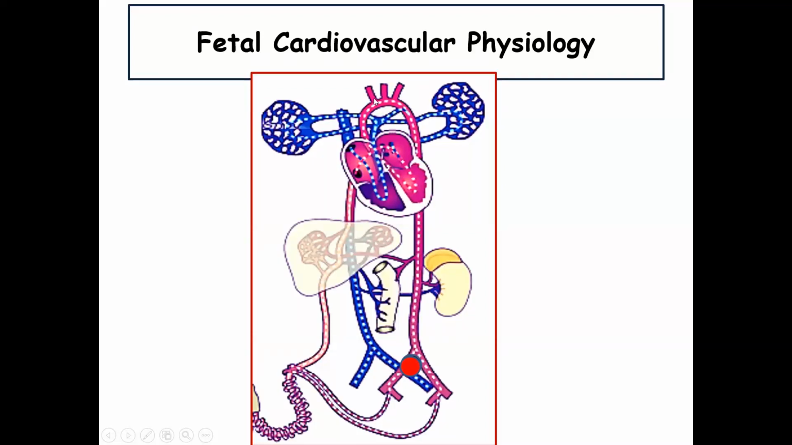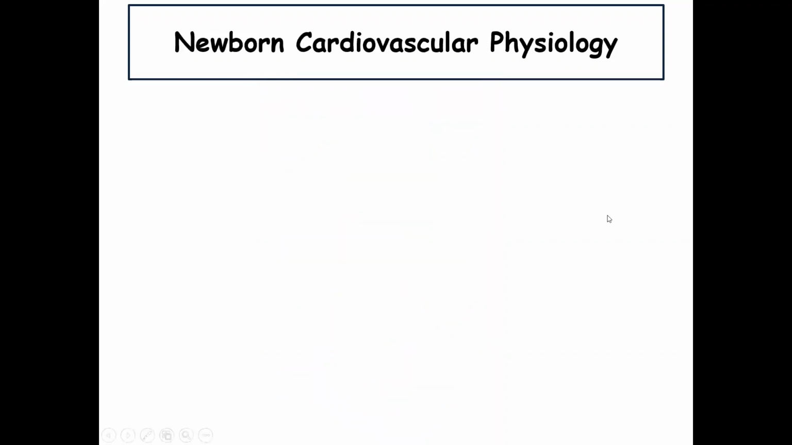So you can see how the upper half of the body receives relatively oxygenated blood from the arch of the aorta, which in turn is carried through these vessels, the brachiocephalic, internal carotid, and the subclavian vessels. And the lower half of the body receives mixed blood coming from both the left ventricle and the right ventricle as a result of the right to left shunt across the PDA. So this is the fetal circulation.